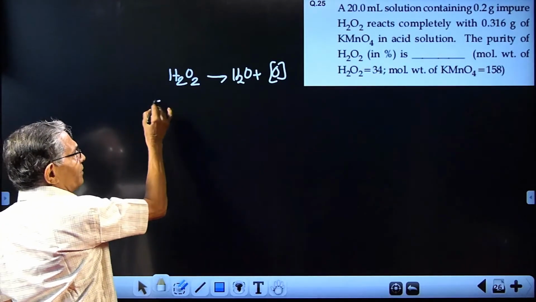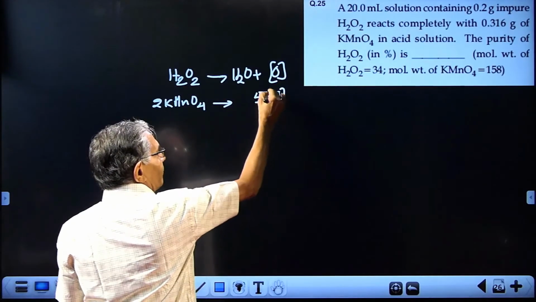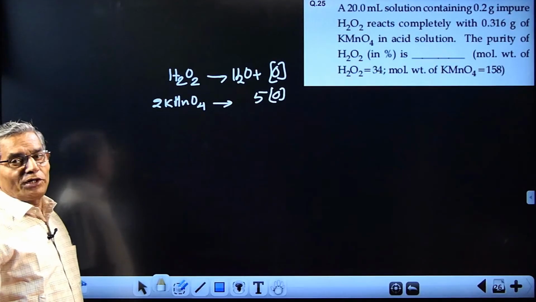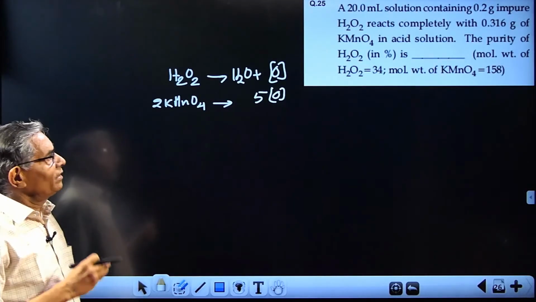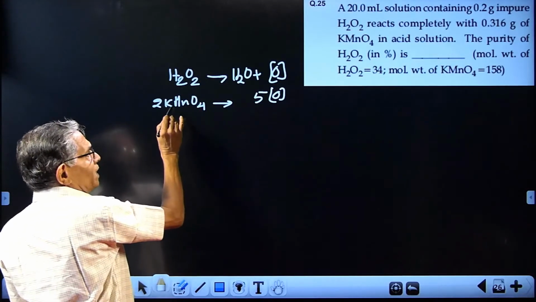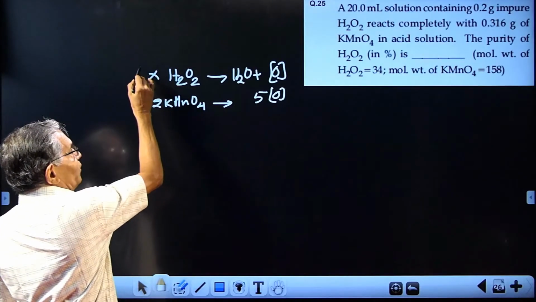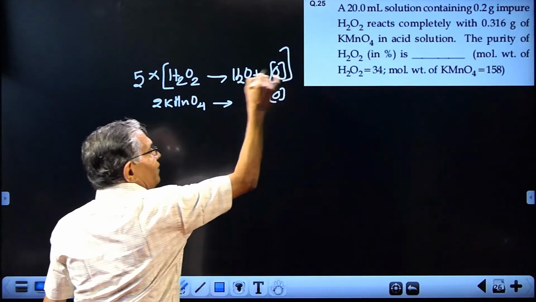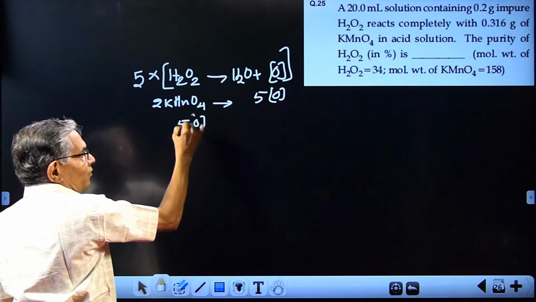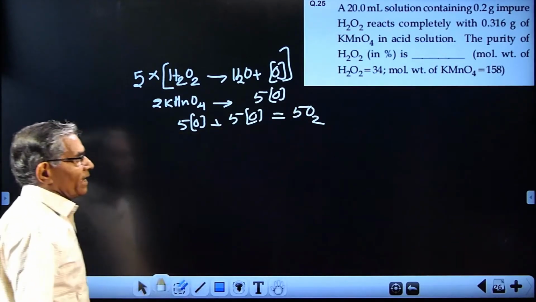But in acid medium, KMnO4 can give 5 oxygen atoms. Complete equation is 2 KMnO4 plus 3 H2SO4, etc. Finally, that will give 5O. Or you can attempt in terms of oxidation number method also, no problem. So, when they combine, 2 KMnO4 can supply 5 oxygen, meaning 5 H2O2 also has to supply 5 oxygen atoms. Then only the 5 oxygen obtained from H2O2 will react with the 5 oxygen obtained from KMnO4, giving 5 O2. That's the way it reacts.